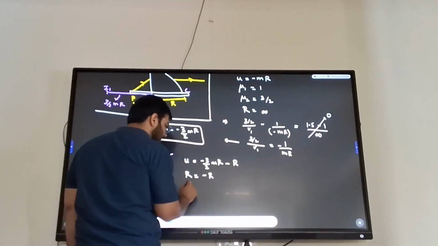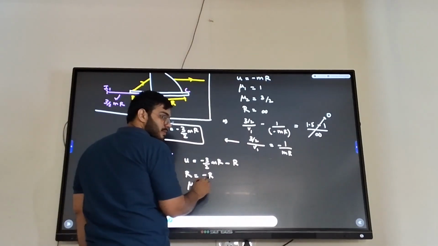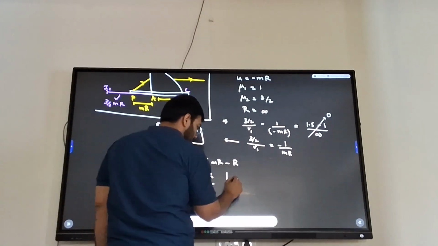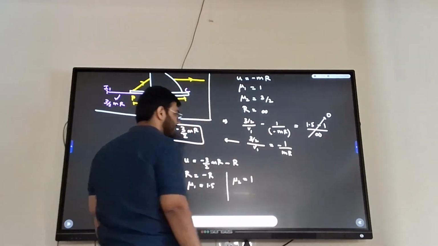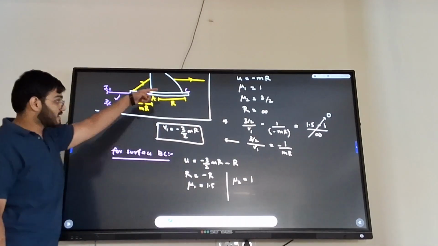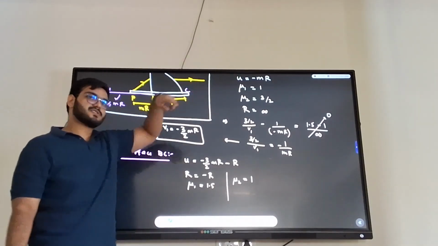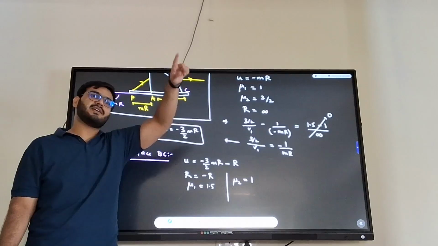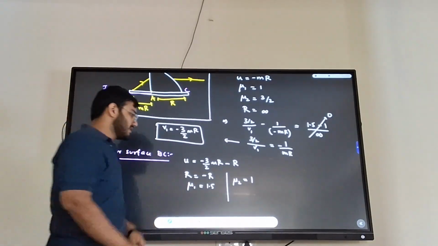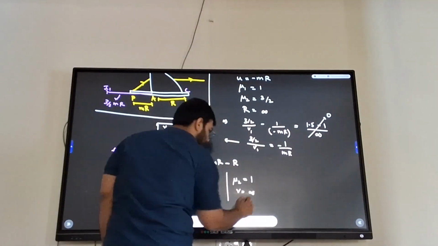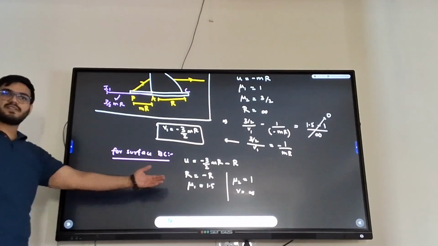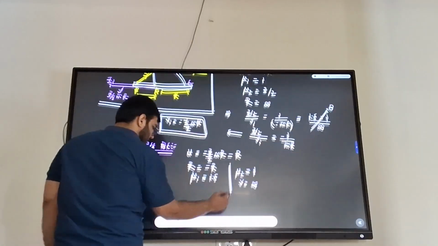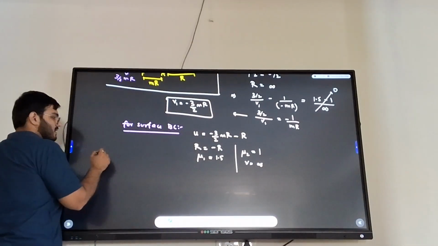What will be mu1? That's 1.5. What will be mu2? 1. The rays are going parallel to this, so will they ever meet? They never meet. They go to infinity. Then what is v? V is equal to infinity. I have all this information. Let me apply it in the formula and then let's see what we will get. Then what do you get?